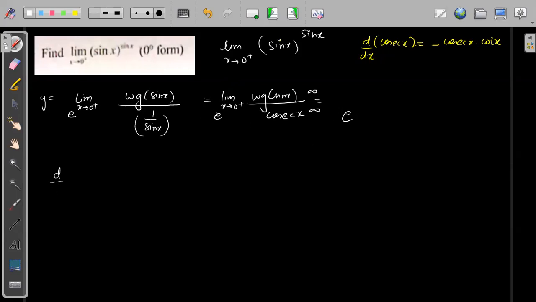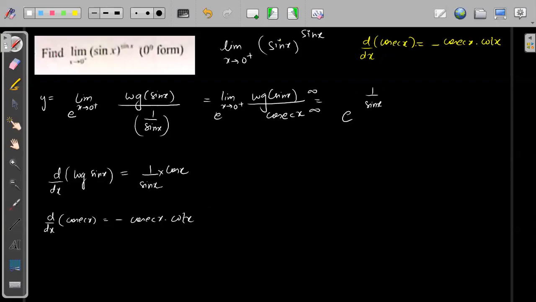So d by dx of log of sin x is 1 by sin x into cos x, right? Differentiation of the denominator, d by dx of cosec x, I have already written: cosec x is equal to minus of cosec x into cot x. So this will become 1 by sin x into cos x divided by minus of cosec x into cot x.